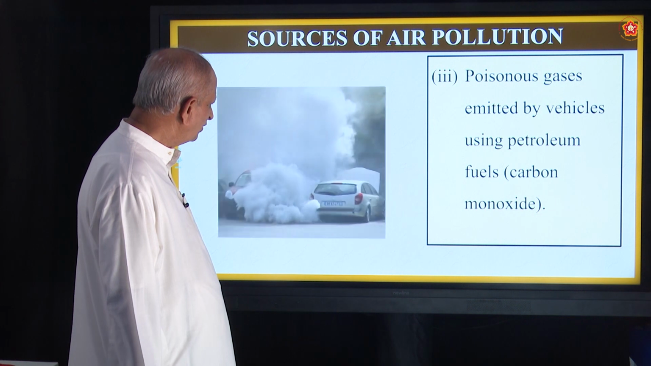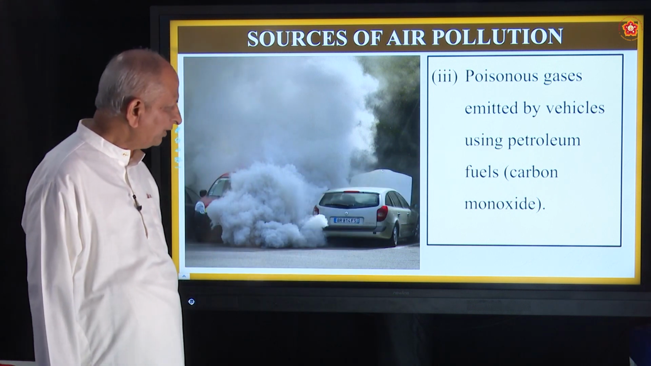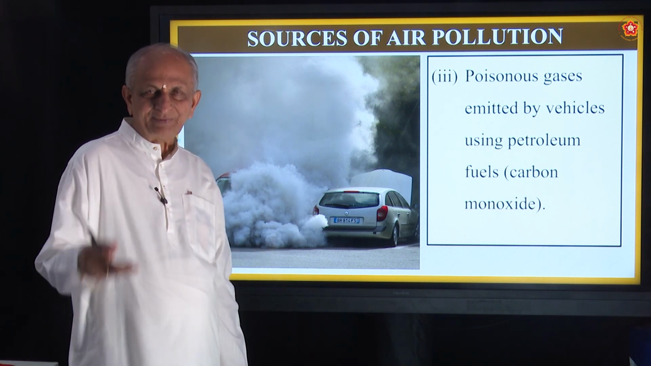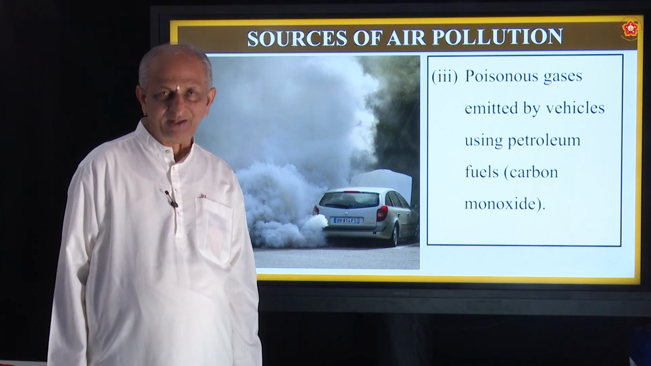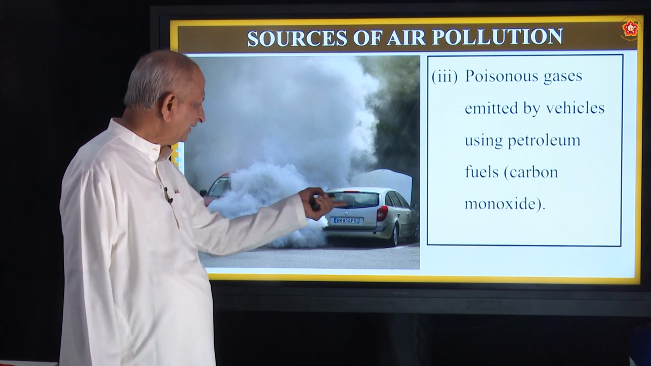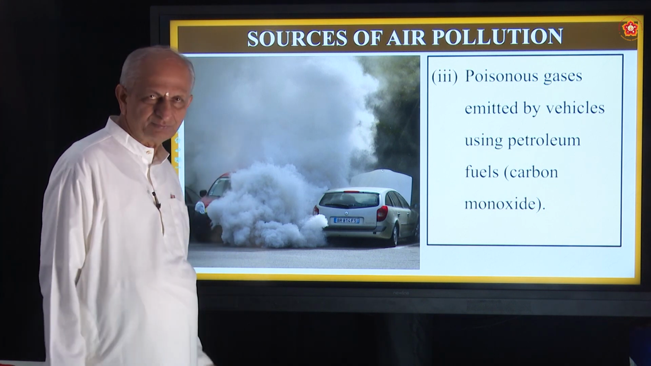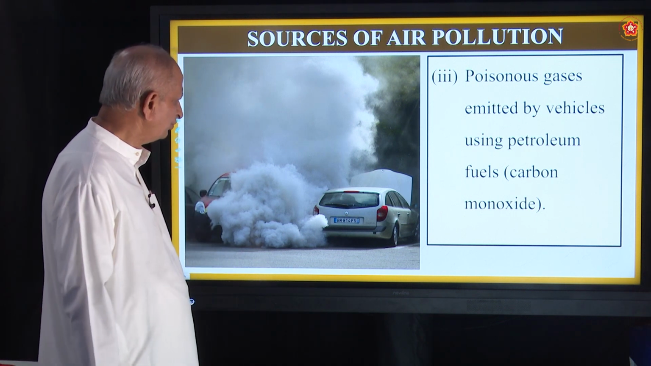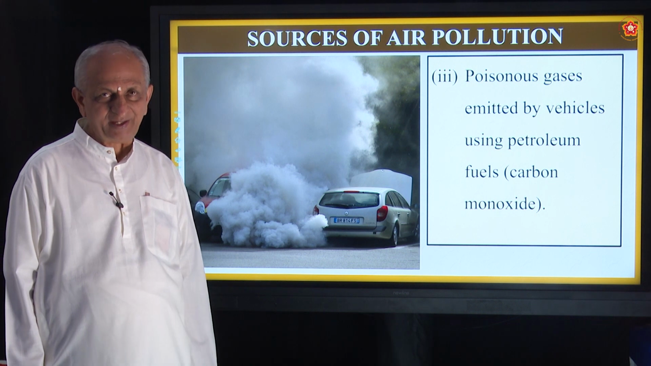And about sources of air pollution, we have poisonous gases emitted by vehicles using petroleum fuels. See here, the petroleum fuels, especially some of the lorries and trucks, they use kerosene, very dangerous. Instead of diesel, they put kerosene, and sometimes when the vehicles clash with each other, they burn off. Due to that burning, a lot of smoke is produced. Sometimes the tires burst, is it not? So, all these calamities lead to gases like carbon monoxide, CO, which is a poisonous gas again.